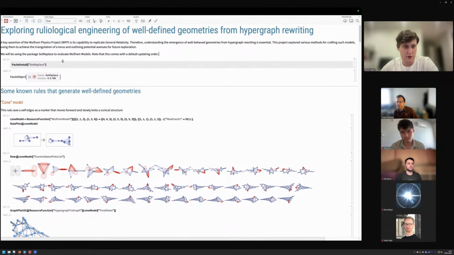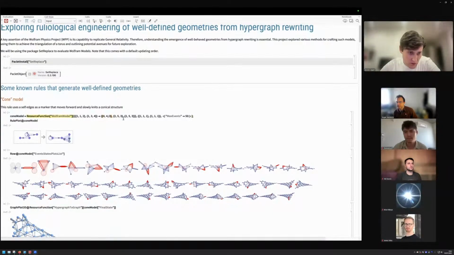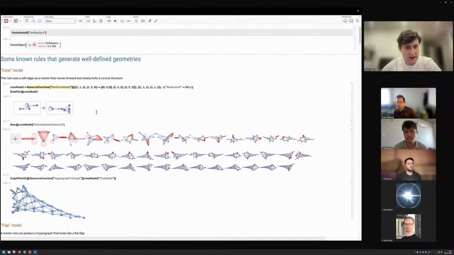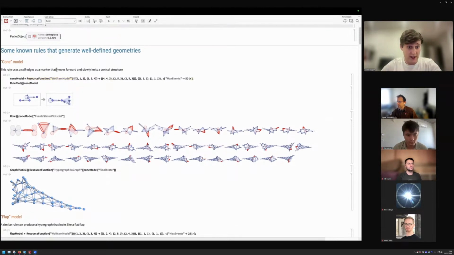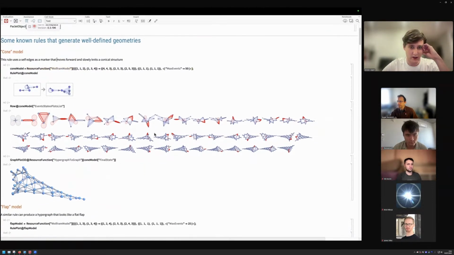And so what this project was about was to try and see experimentally, running some computational experiments with some engineering behind it, trying to cleverly choose a set of rules that would give one such well-defined geometry. So to start, I had a look at some already well-known rules that generate geometries that do look well-defined.